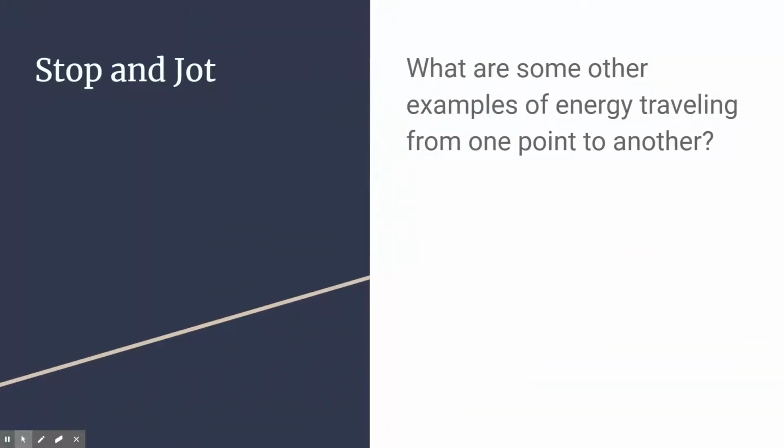What are some other examples of energy traveling from one point to another? Maybe you're thinking of heat from a campfire. That's energy. It travels from the campfire to your skin so you can feel it. That travels in waves. Or like I said before, light energy from the sun travels all the way to earth. That travels in waves. Sound is energy, which travels in waves.